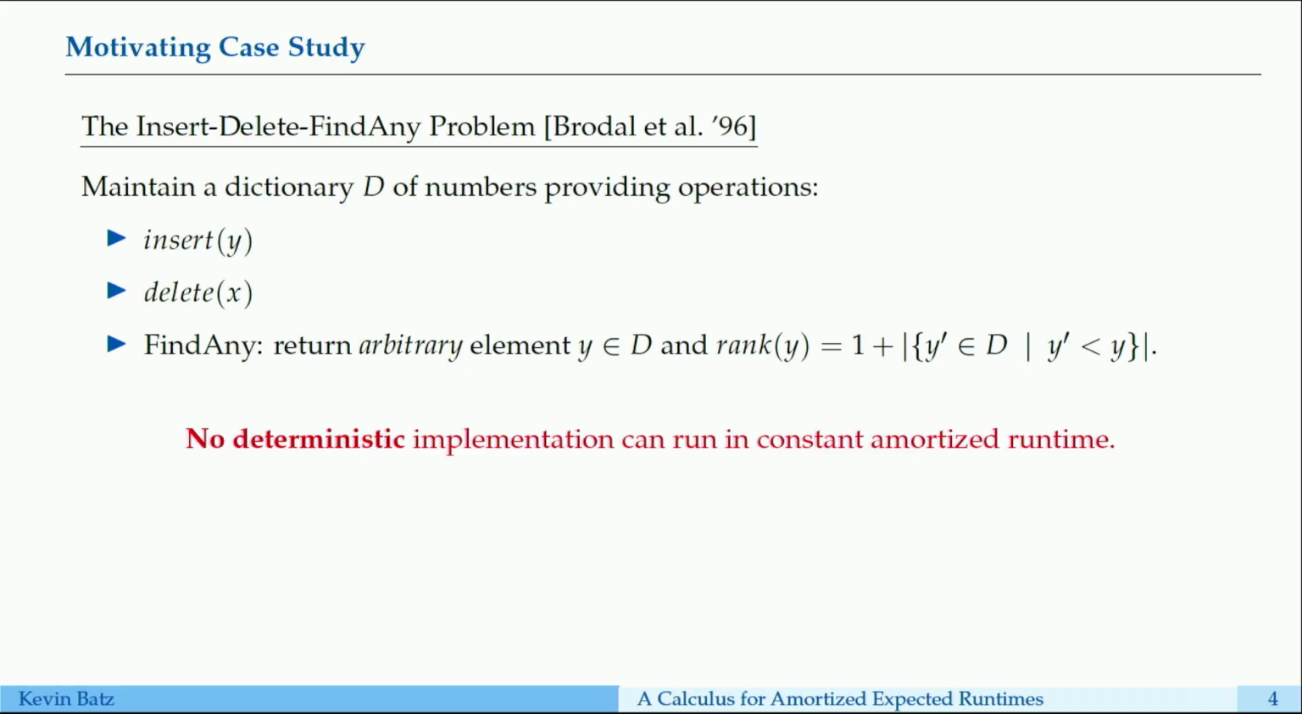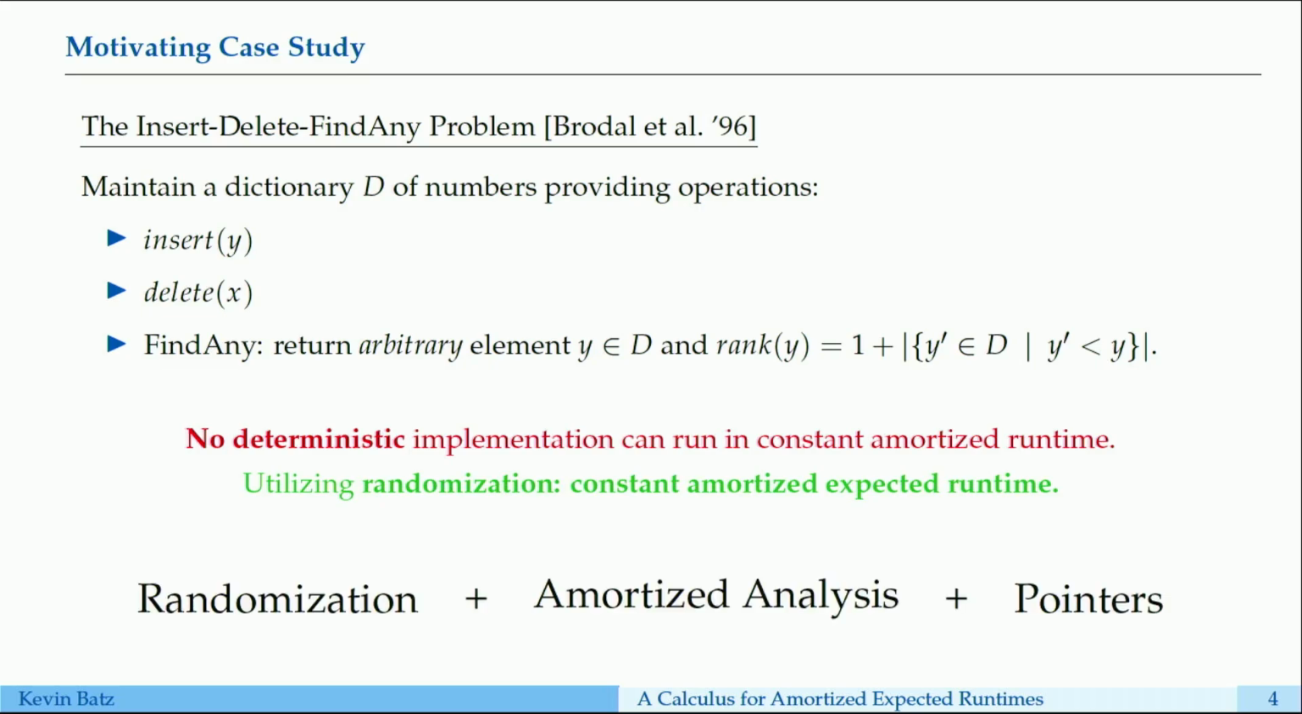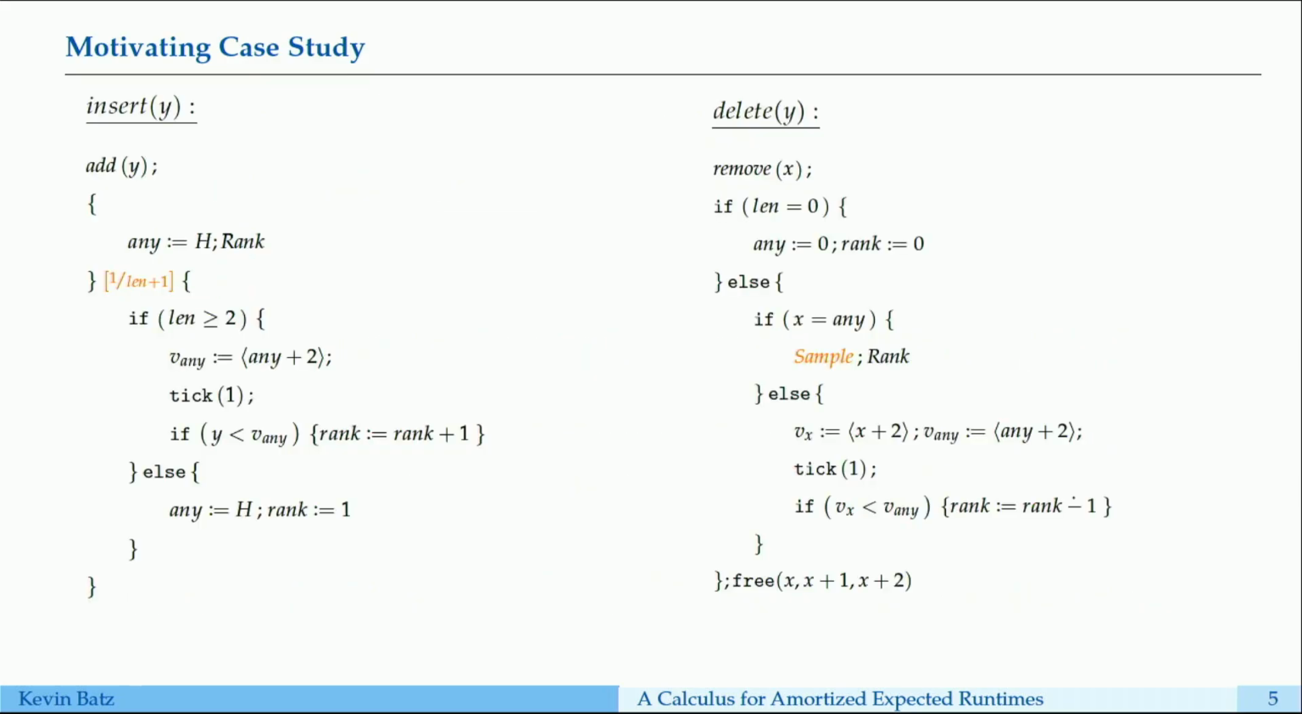However, they also show that if one utilizes randomization, then we can achieve constant amortized expected runtime. So we see that in order to analyze a data structure like this, we need a calculus that can deal with randomization. We need to apply amortized analysis. And we also need to be able to deal with pointers, since these operations are actually implemented using doubly linked lists. So we took the randomized operations by Brodal et al. and modeled them in our imperative programming language.